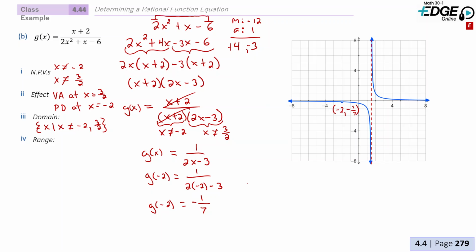So that kind of helps when we're figuring out our range here. All right, so careful with the range though, because it's not only going to be that negative 1 over 7. We also have to think about our horizontal asymptote. It's also not allowed to be that horizontal asymptote. So we'll have 2 of them. So our range would be y such that y cannot equal 0 for the horizontal asymptote or negative 1 over 7.